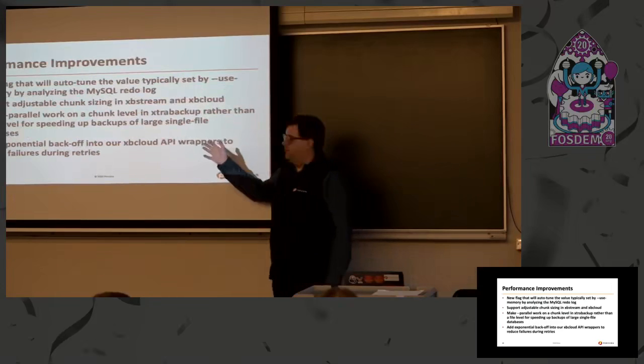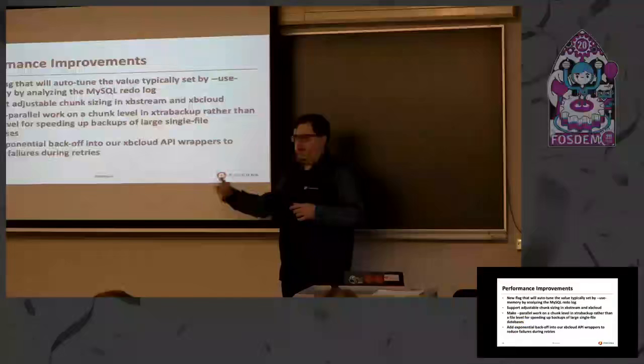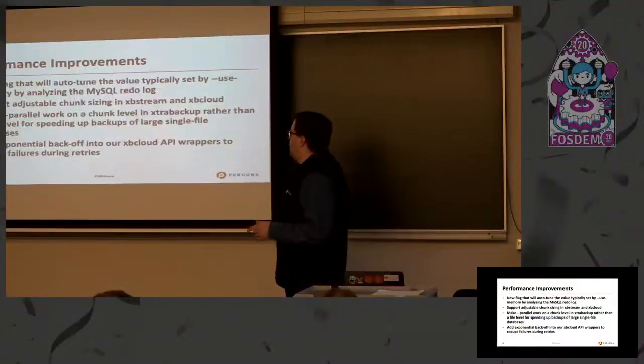We've got some performance improvements we've been working through. So one thing is we've got a new flag that will help you to auto-tune the use-memory setting in XtraBackup, which determines basically what the size of the buffer pool is when XtraBackup is running. And this has a pretty significant impact on the speed of a backup. And so we're going to basically analyze the redo log to understand how many pages are present and are needed in memory and set the size.